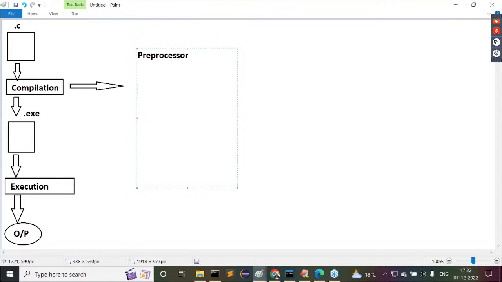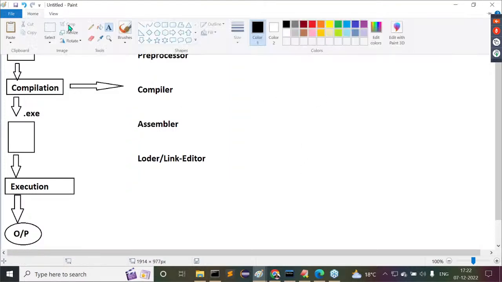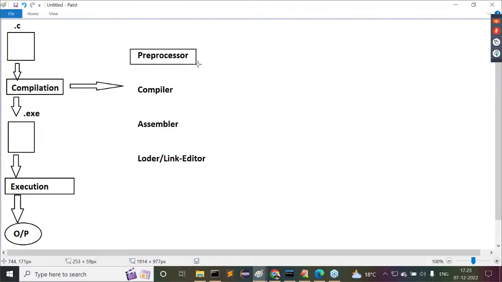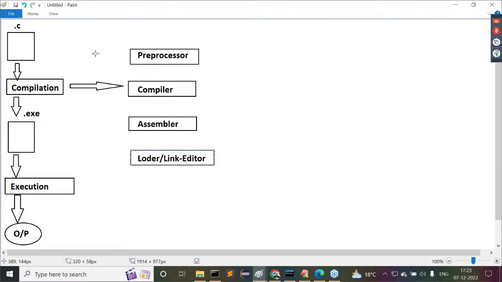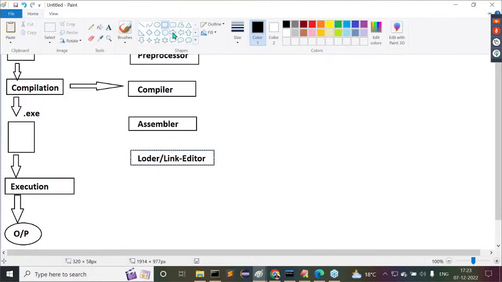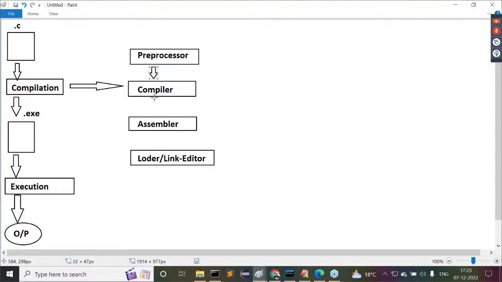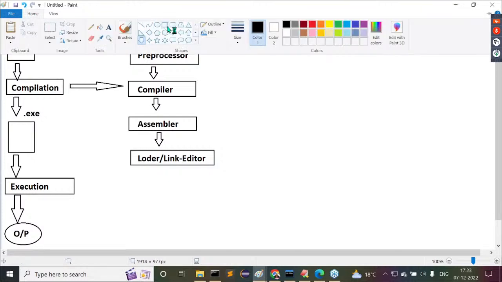First one is the preprocessor. Second one is the compiler. Next one is the assembler. Next one is the loader, link editor. These four missions of work are nothing but compilation. Don't say only the compiler can do the total compilation. Compilation is done by four missions' effort. Observe carefully: first preprocessor, next compilation, after that the assembler, next loader, link editor.